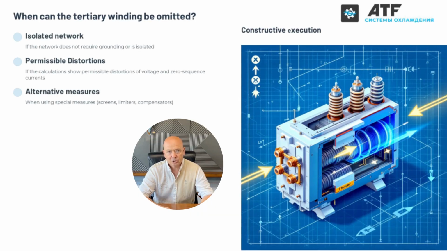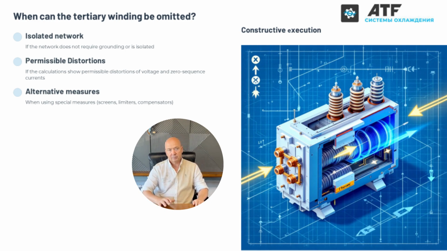Can we omit the tertiary winding? In some cases, it can be left out if the network is isolated or does not require grounding, if calculations confirm that voltage distortion and zero-sequence currents remain within acceptable limits, if special measures are used, such as shields, limiters, or compensators. However, removing the tertiary winding requires detailed circuit analysis and operating models. In international practice, for example in the US, omitting the tertiary winding is more acceptable when fast response breakers and accurate digital protection systems are in use.